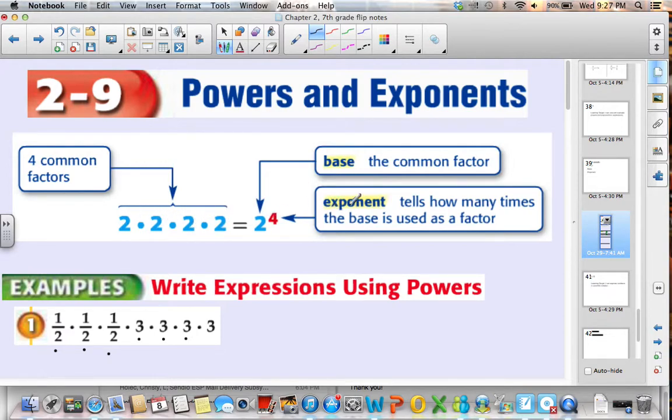4 is our exponent because that tells us how many times the base is used as a factor, or how many times our number is being multiplied by. So 2 is our factor and it's being multiplied 4 times. So we say 2 to the 4th or 2 to the power of 4. So exponent is also the power.